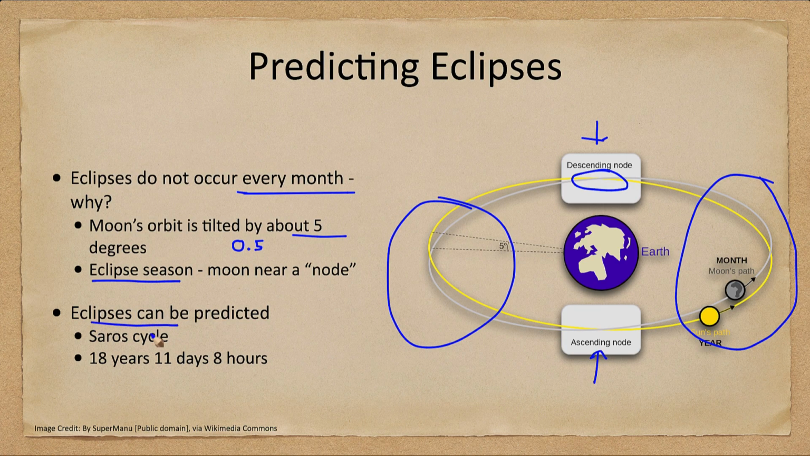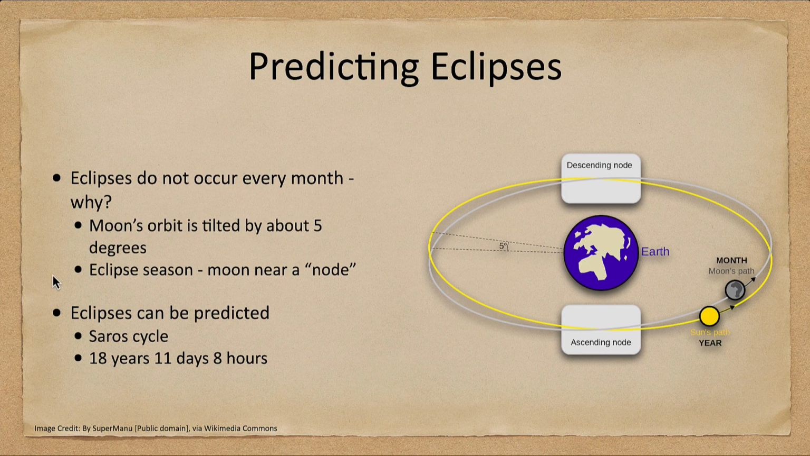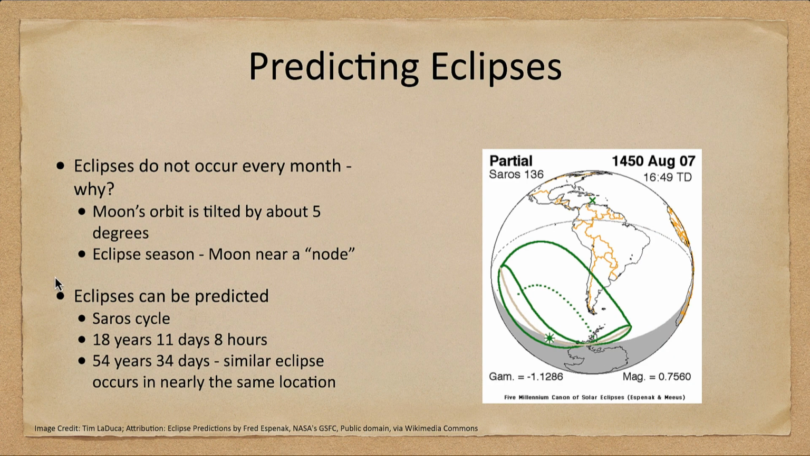Eclipses are predictable, and we've known about this for a long time. We have what is called the Saros cycle, which is 18 years, 11 days and 8 hours long. And at that point, an eclipse will recur. We'll get essentially the same orientation and we'll get a new eclipse.